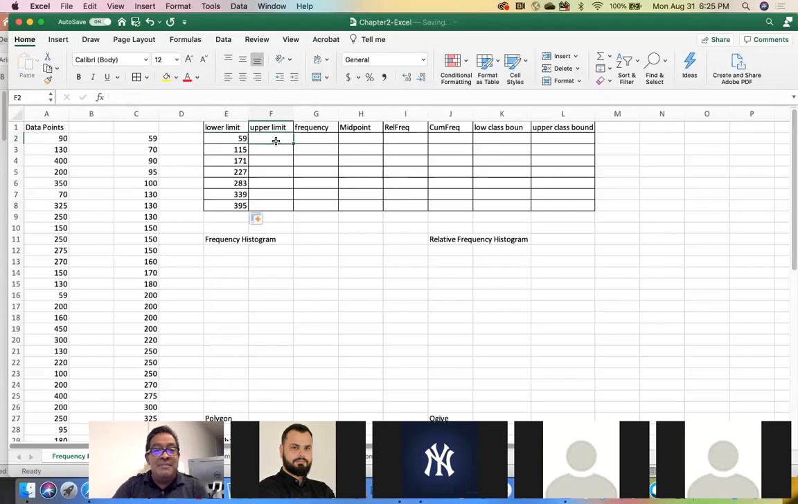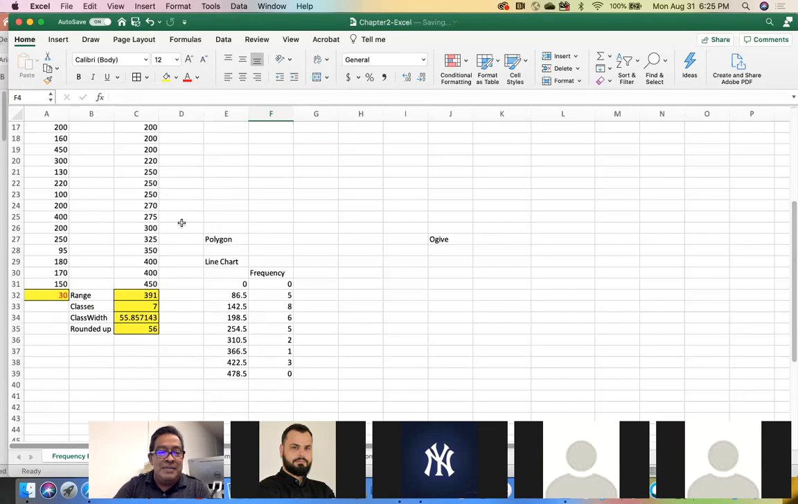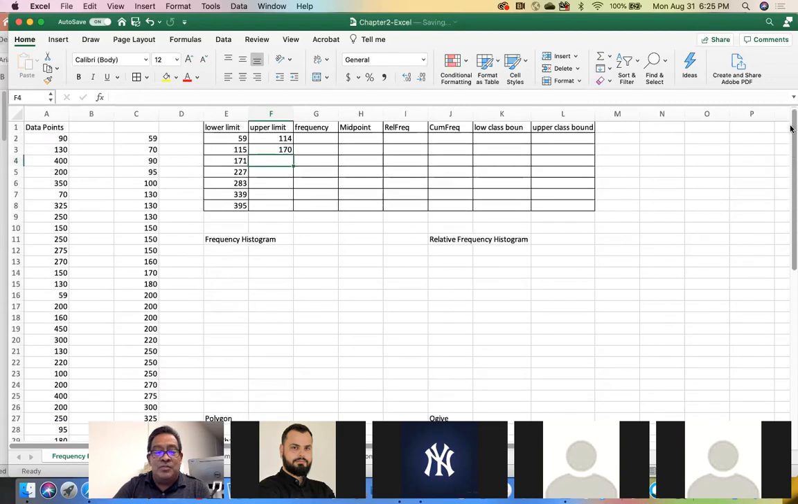For the upper limit, I'm just going to subtract one from here, so I'm going to say 114. Why? Because if I put 115, they are going to overlap. They should not overlap. So I'm going to do exactly the same: I'm going to ask Excel, whatever is here, add the class width, which is 56. And you might ask again, where is the 56 coming from? Remember, it's the rounded number for the class width. So we are going to be adding these numbers.